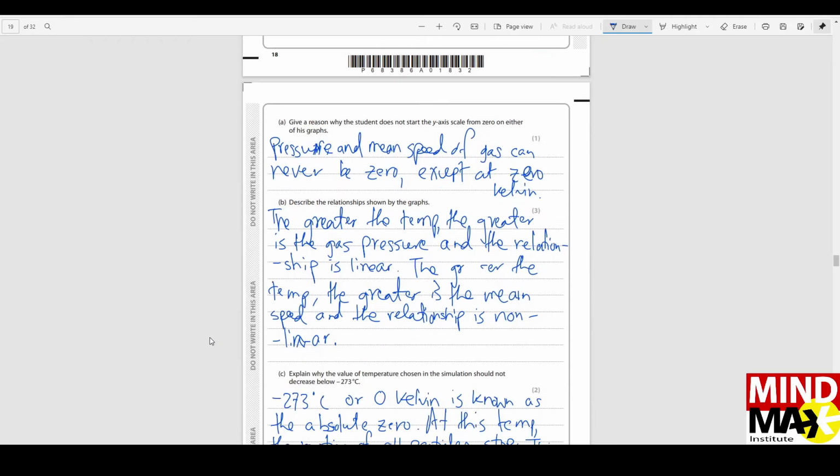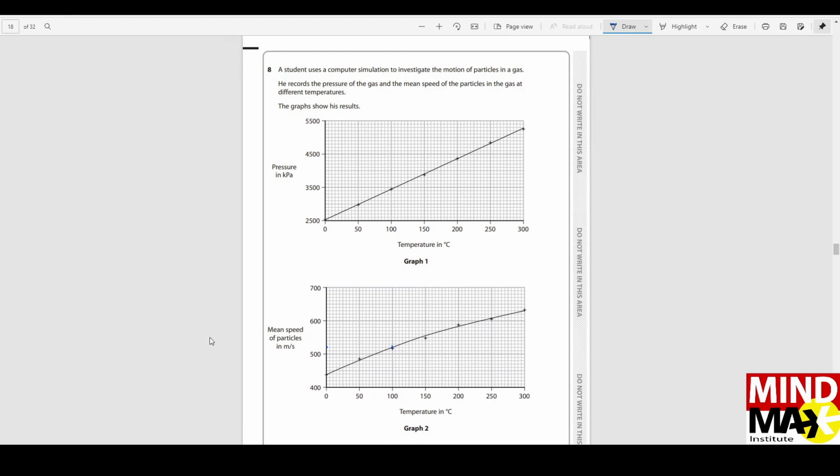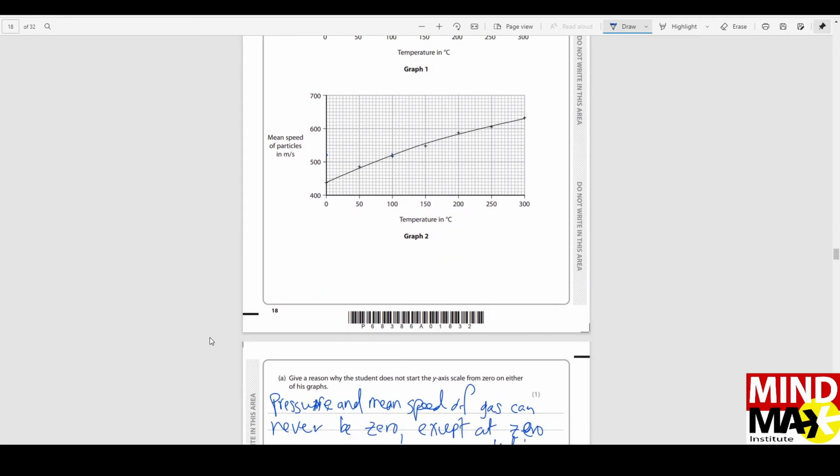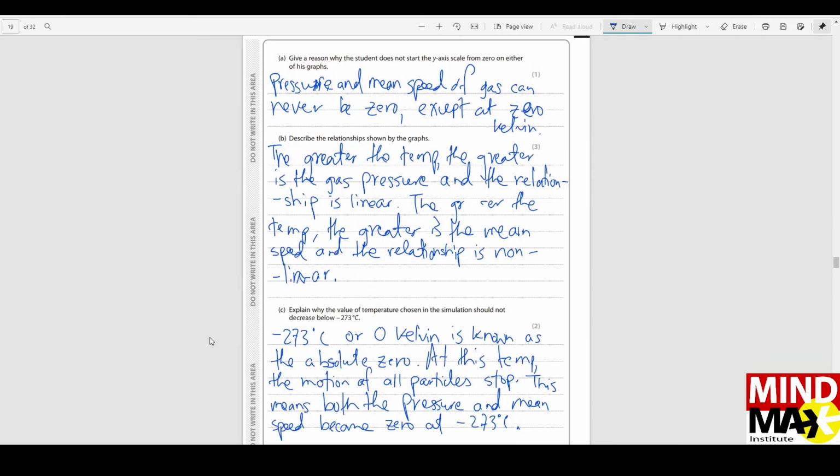Describe the relationship shown by the graphs. So if you look at the first graph, it's a linear graph, of course. We can see that the greater the temperature, the greater is the pressure, and the relationship is linear. It's a straight line. And for the second one, the greater the temperature, the greater is the mean speed, but the relationship is non-linear because the graph is non-linear, right? That's the answer.